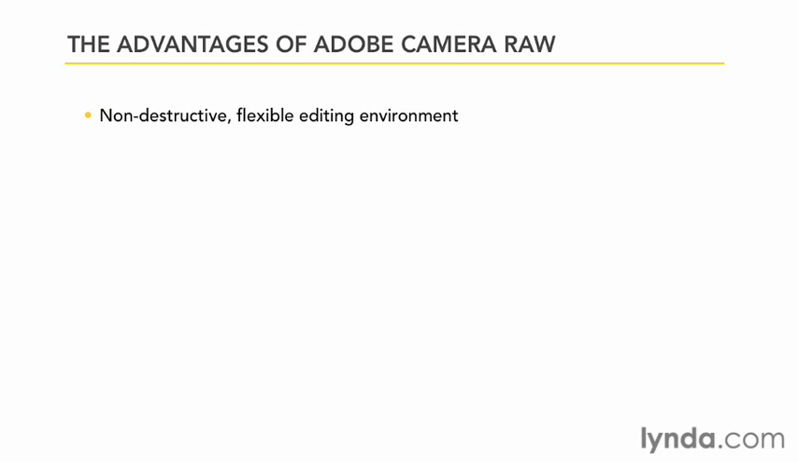It's not until you actually open the file into Photoshop that these changes that you make in Camera Raw, these sets of instructions that it's keeping track of in the sidecar files, get applied to the raw data and are open then as a pixel-based file in Photoshop.